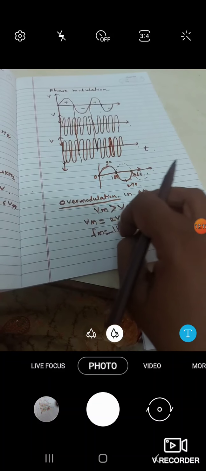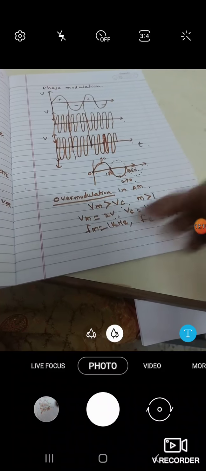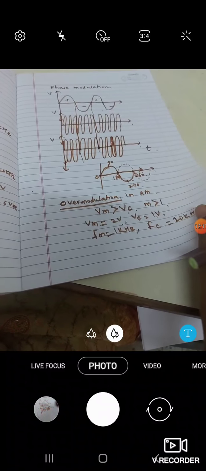So by considering this, we have to draw the graph for the over modulation. So we will take the scales.